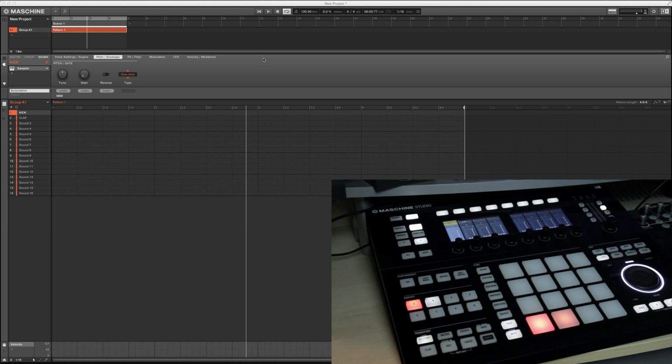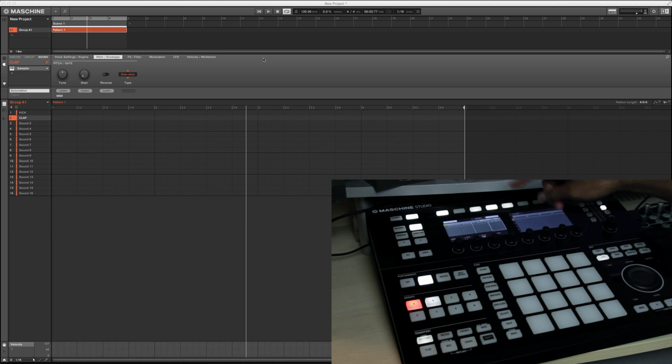Okay, so the first thing I went ahead and did was loaded up a kick and a clap here. Next thing you wanna go ahead and do is hit step mode. And then if you notice at the top of the screen here, there's a few buttons. I'm using the Maschine Studio controller here. So it says step mode, and it has double, fixed velocity, and follow. You may want to pay attention to fixed velocity and follow.